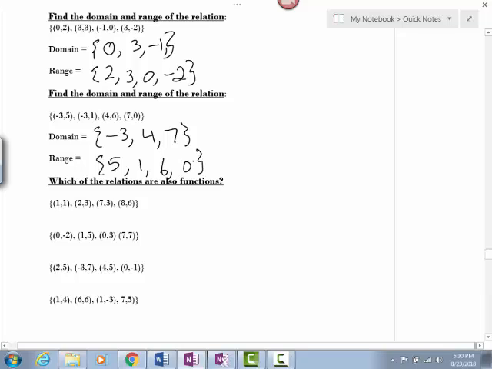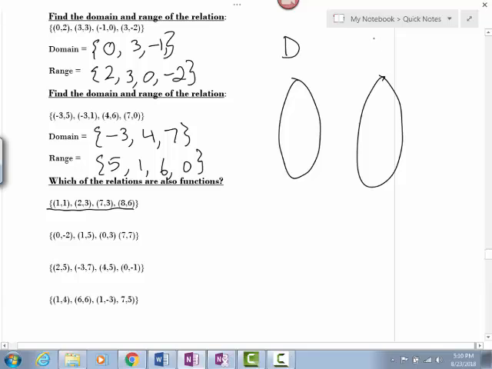Okay. Now, the next problems here say, which of the relations are also functions? Okay, the way I'm going to sort of explain this problem here, and I'll do it for another one too, I'm going to write my domain and my range in kind of like these two big ovals. So here's my domain, here's my range. The domain has the numbers 1, 2, 7, and 8. The range has the numbers 1, 3, 3's in there again, I don't need to repeat it, and 6, okay?